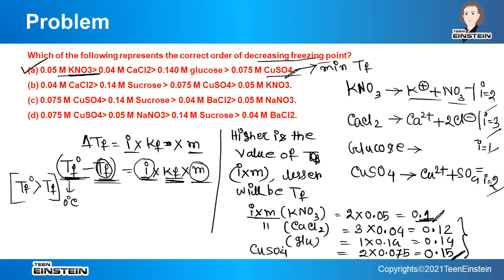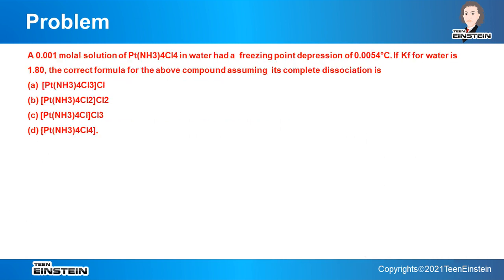very low, that means the depression will not be large. If we consider the total del TF as fixed, then as this value is maximum here, because the right-hand side, i into m, is low, TF will be maximum, that means this difference will be low. Okay, the next problem.